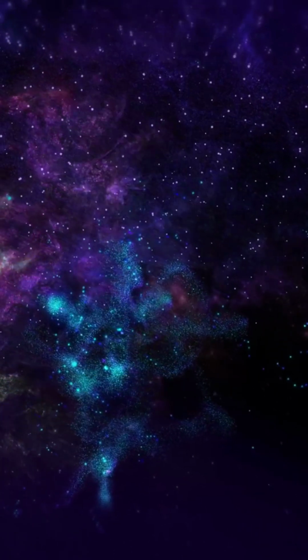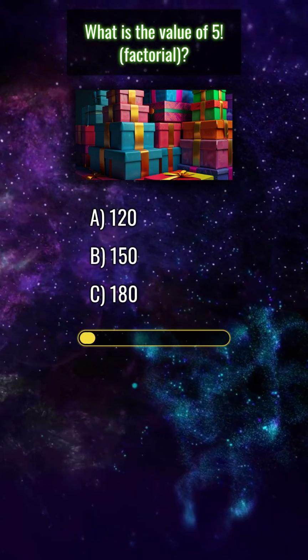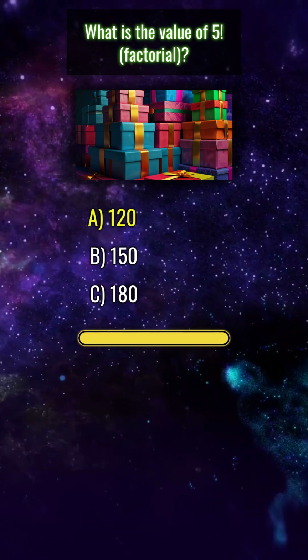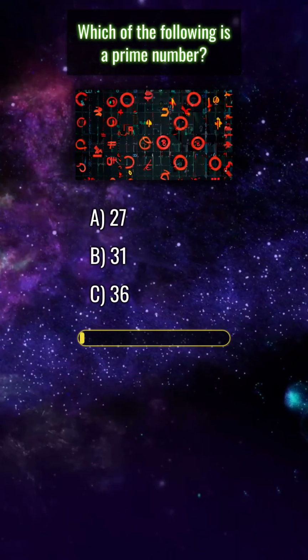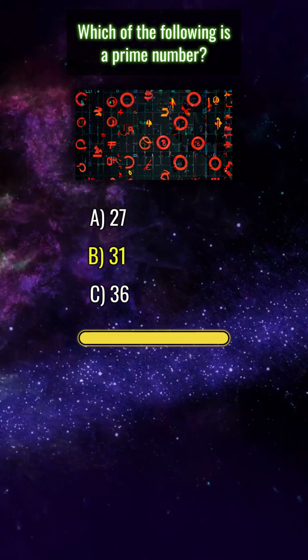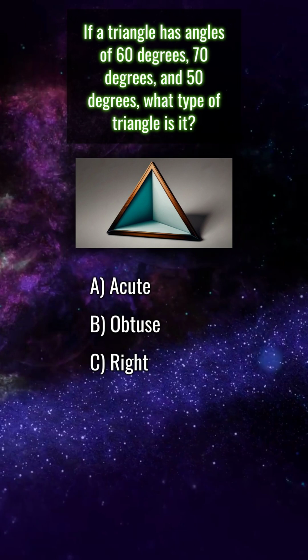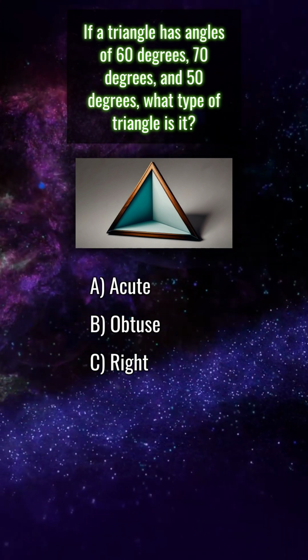A. Sine. What is the value of 5 factorial? A. 120. Which of the following is a prime number? B. 31. If a triangle has angles of 60 degrees, 70 degrees, and 50 degrees, what type of triangle is it?